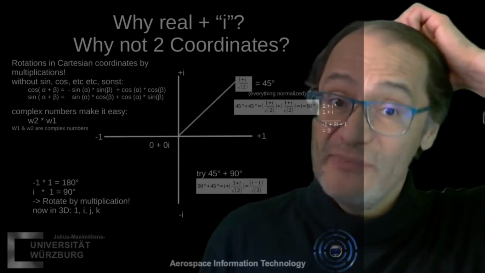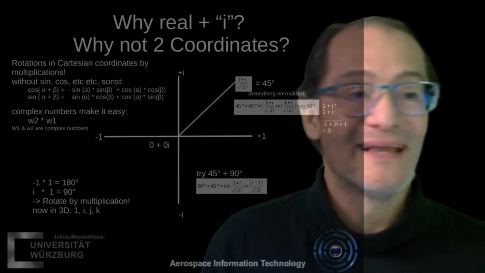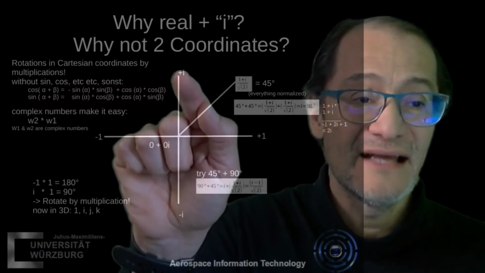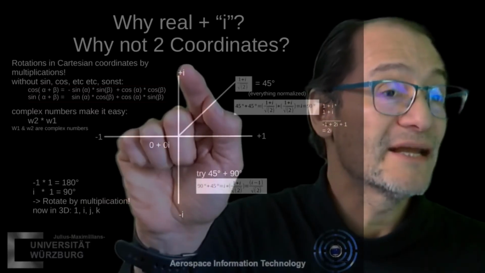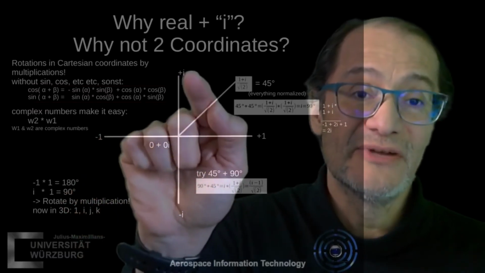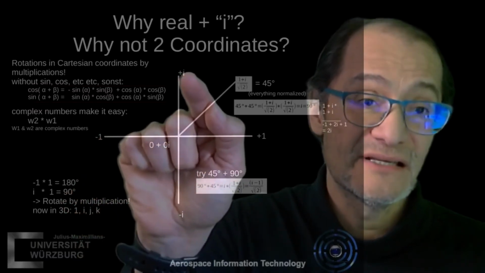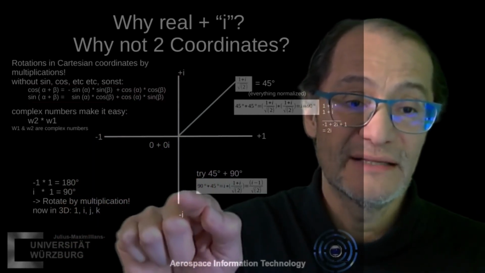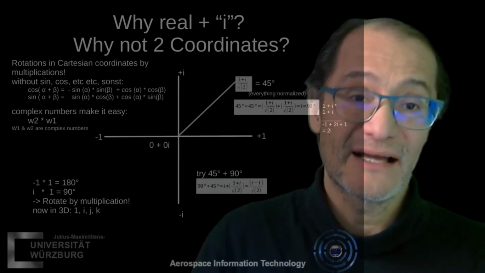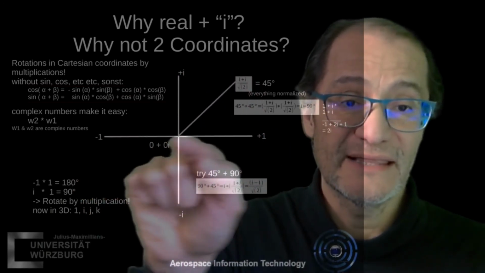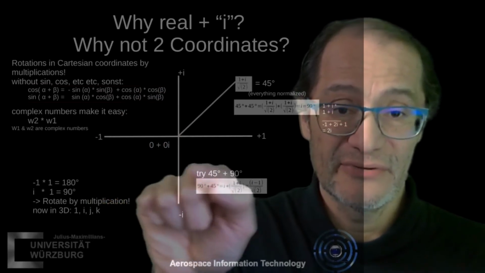Or let's assume you want to have this 90 degrees and rotate by 180 degrees. So 180 degrees is minus 1. Then you multiply i times minus 1, and then you will get minus i. And you can see this is adding a rotation of 90 degrees plus a rotation of 180 degrees. So you are going to do that.